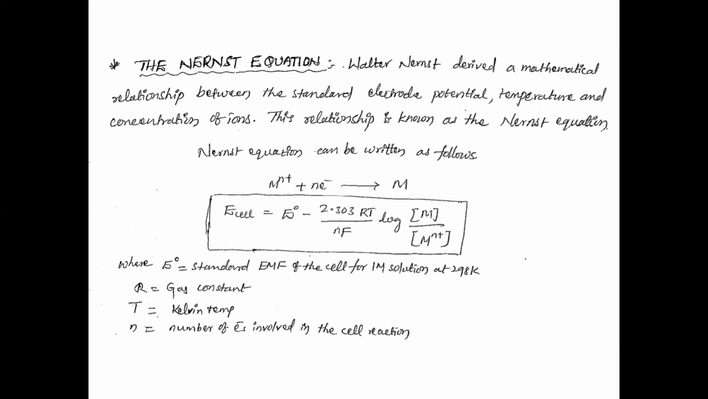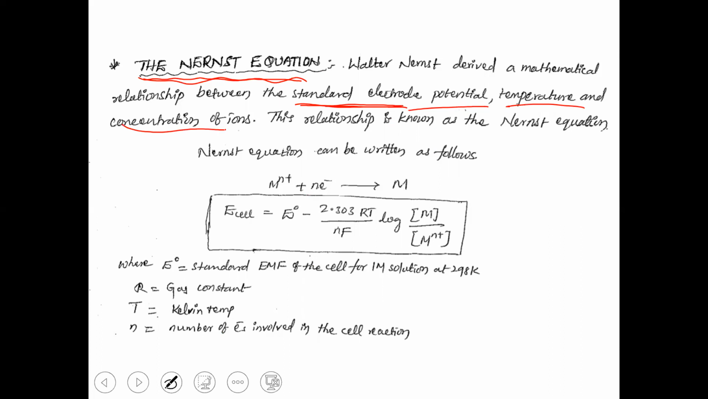The next important topic is the Nernst equation. What is the Nernst equation? Nernst derived a mathematical relationship between the standard electrode potential, temperature, and concentration of the ions. Remember this: the Nernst equation gives the relationship between the standard electrode potential, temperature, and concentration of the ions.